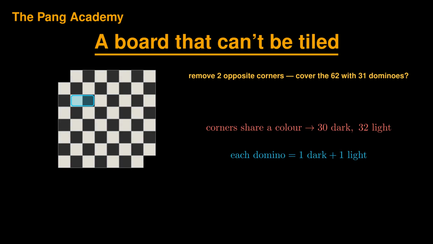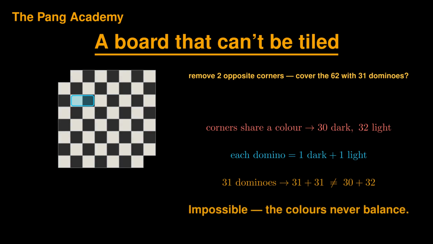But every domino covers 1 dark and 1 light, so 31 dominoes would need 31 of each. 31 can't be both 30 and 32. It can't be done. The colors don't balance.